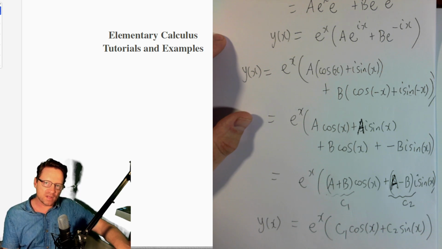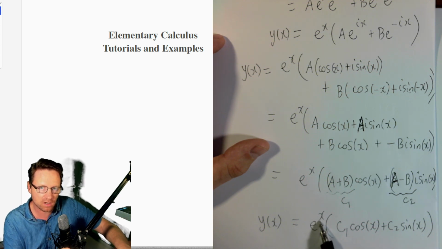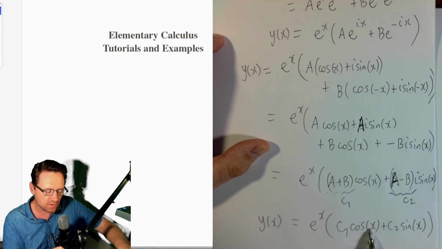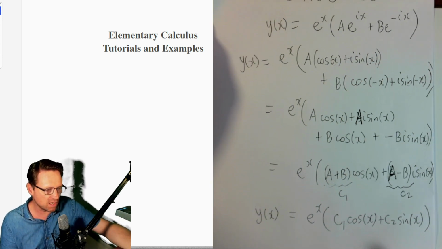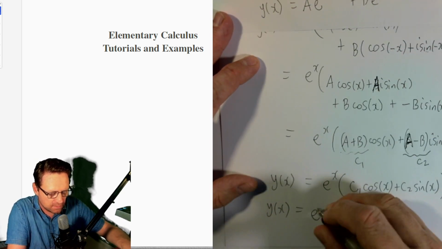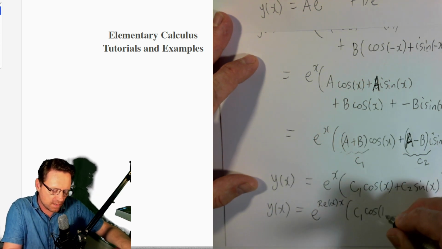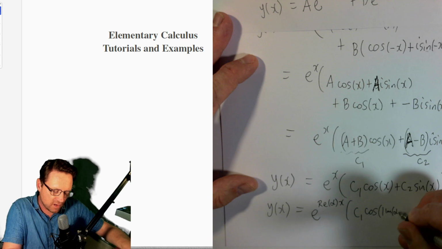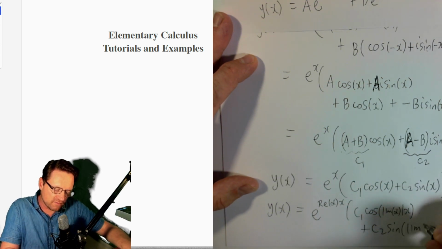Okay, and so complex numbers were the intermediate step in getting this. Now notice what we have up here. We have 1 times x. That's the real part of 1 plus i. And then we have another 1 there. That's the absolute value of the imaginary part of 1 plus i in there. And so our general formula when we have complex numbers is y of x equals e to the power of the real part of alpha times x, times c1 cos of the absolute value of the imaginary part of alpha times x, plus c2 sine of the imaginary part of alpha times x.